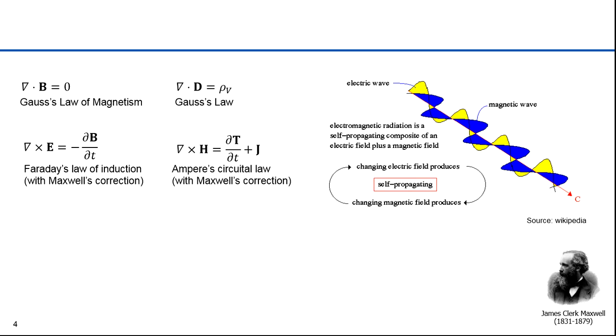Maxwell saw that a changing magnetic field would create a changing electric field, and a changing electric field would create a changing magnetic field. Once set up, the 2 fields would self-propagate. They go orthogonal to each other, as you can see from the graphic. This was the advent of radio communications.